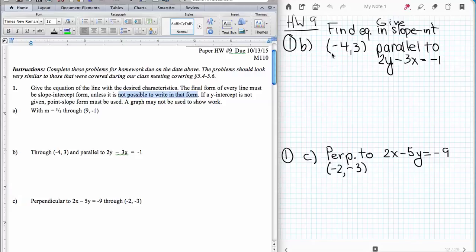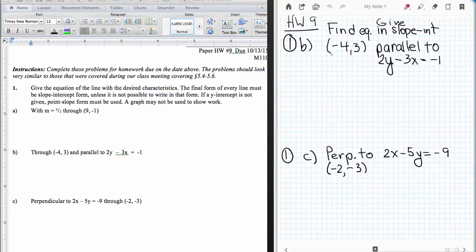So if I'm going through this point right here, then I'm not being given a y-intercept because my x here is not 0, that's not my y-intercept. And then I'm being told that it's parallel to this line here. Well, parallel to this is giving me information about my slope. So in order to find the slope of this line and then find the slope of my new line, I have to solve this one for y.